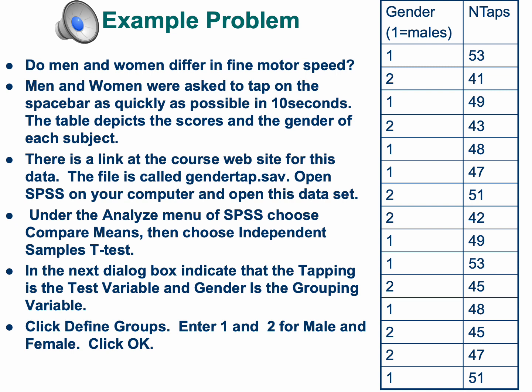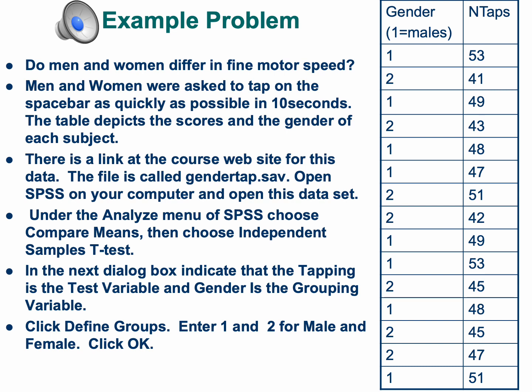Okay, the table at the right depicts this data. So here we have the gender, 1 for male, 2 for female, and the number of taps that each subject did. They were asked to tap on the keyboard as fast as they can in 10 seconds, and these are the values that were rendered from that test.